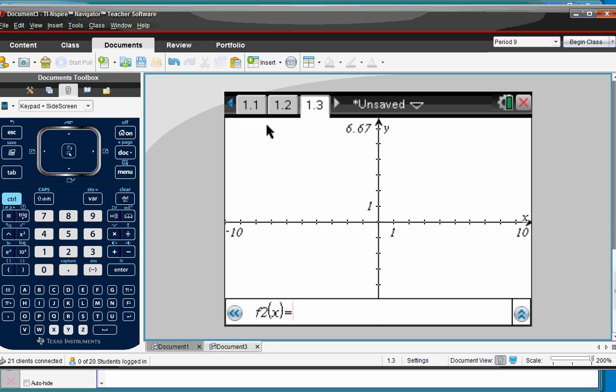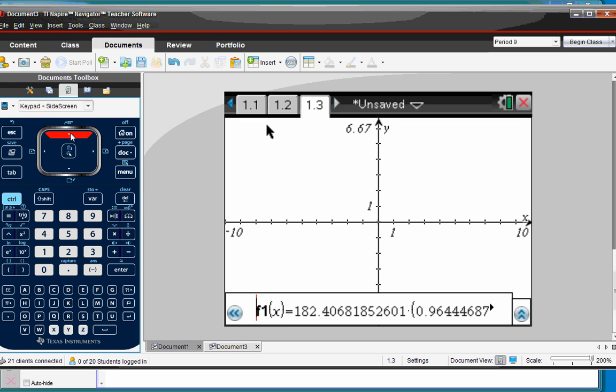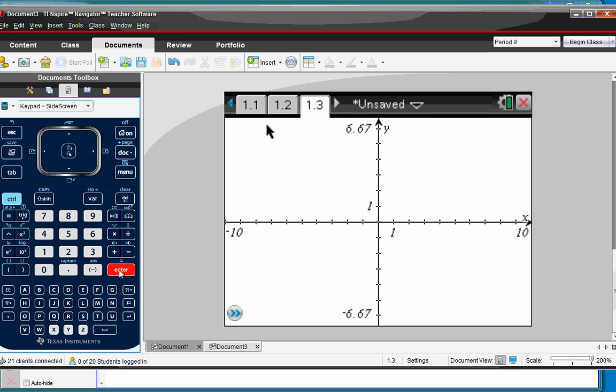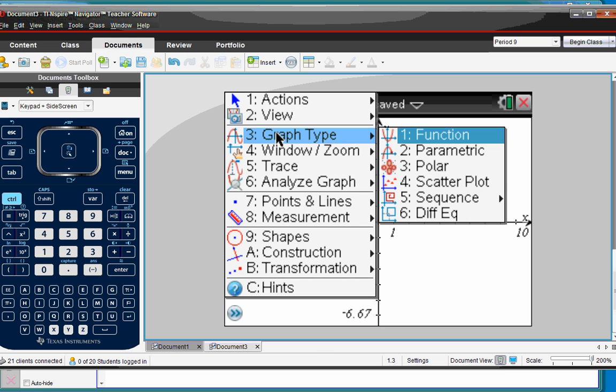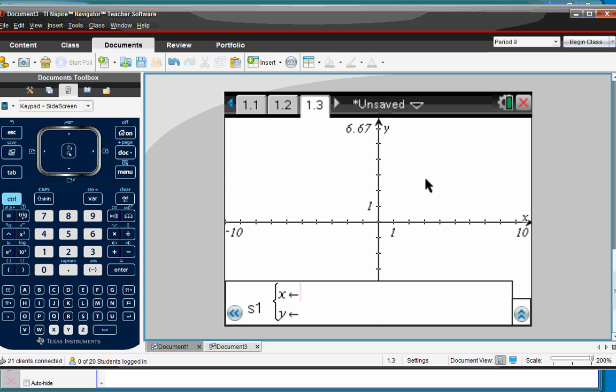Because there's already a function in F1, and if I arrow up and hit enter, I can now see that. Now the problem is I can't see my function. So what I'm going to do is graph my scatter plot information. I'm going to go to Menu, Graph Type, and Scatter Plot. You don't have to go through all of these steps, but I want to see my data along with the lovely little function that I just created.